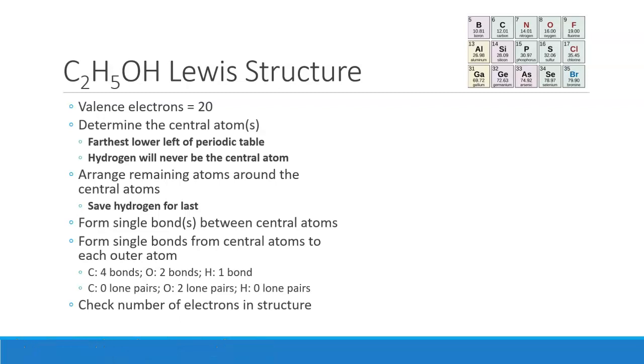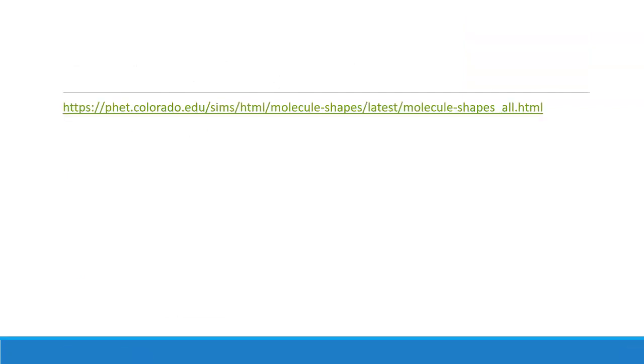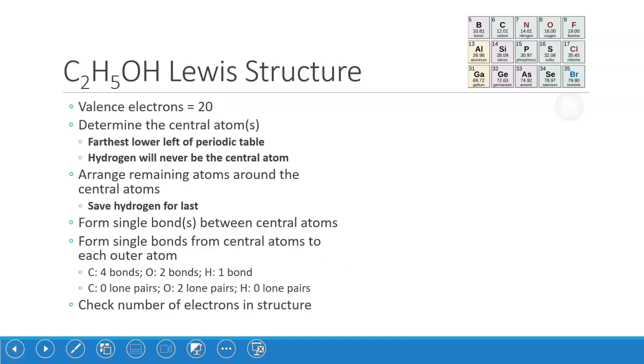Okay, once we determine the number of valence electrons, then we have to figure out what the central atom is, remembering that hydrogen can never be the central atom. And so we're picking between carbon and oxygen. And carbon is farther to the left, and therefore we want to make carbon the central atom. Okay, so I start off like last time. And then remember, when we arranged those remaining atoms around the central atom, there was a tip that said to save the hydrogens for last. And this is where that becomes important.